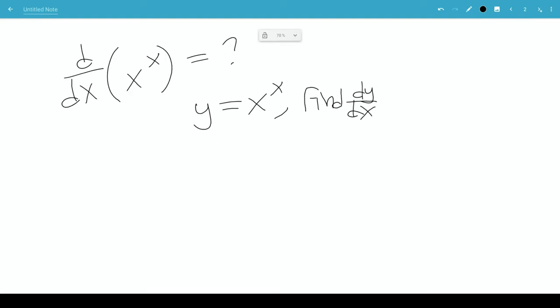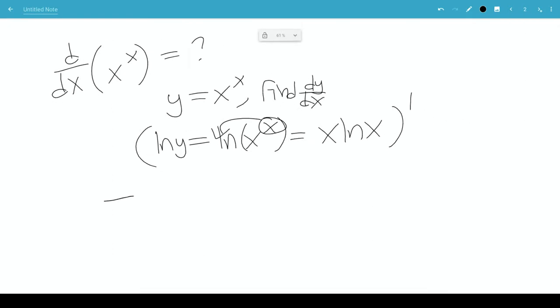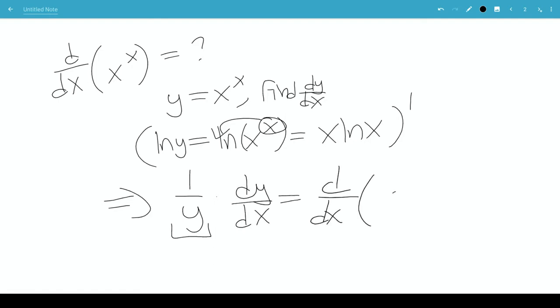So we're going to take the natural log on both sides. So we get ln of y equal the natural log of x to the x. But the natural log property allows you to drag this to the front, which would be x ln x. We're going to take the derivative of both sides. So we're going to have the derivative of ln of y is 1 over y times the derivative of the inside, which is dy dx, equals the derivative with respect to x of x ln x.